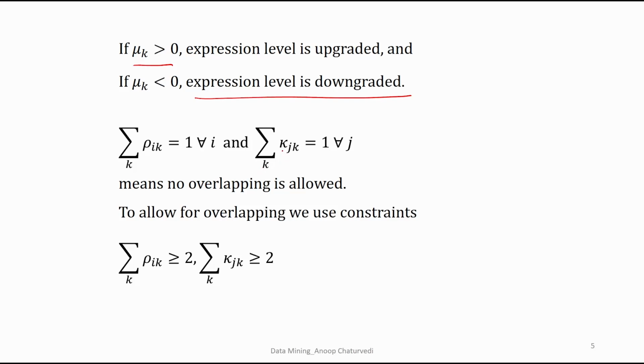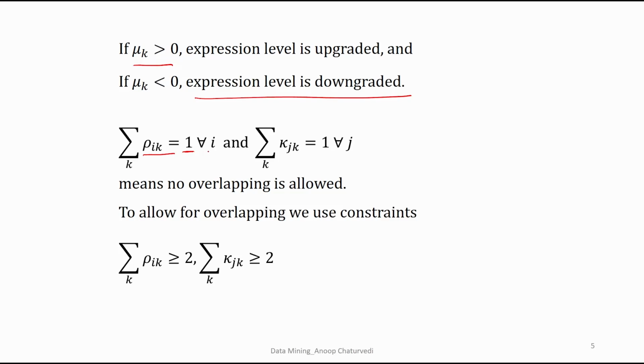Now, if summation over k, rho ik is equal to 1 for all i, and summation over k, kappa jk is equal to 1 for all j, it means that no overlapping is allowed. Notice that these rho ik's are either 1 or 0. Now, if we add rho ik over all possible clusters, if this summation is 1, it means rho ik is equal to 1 just for one cluster.